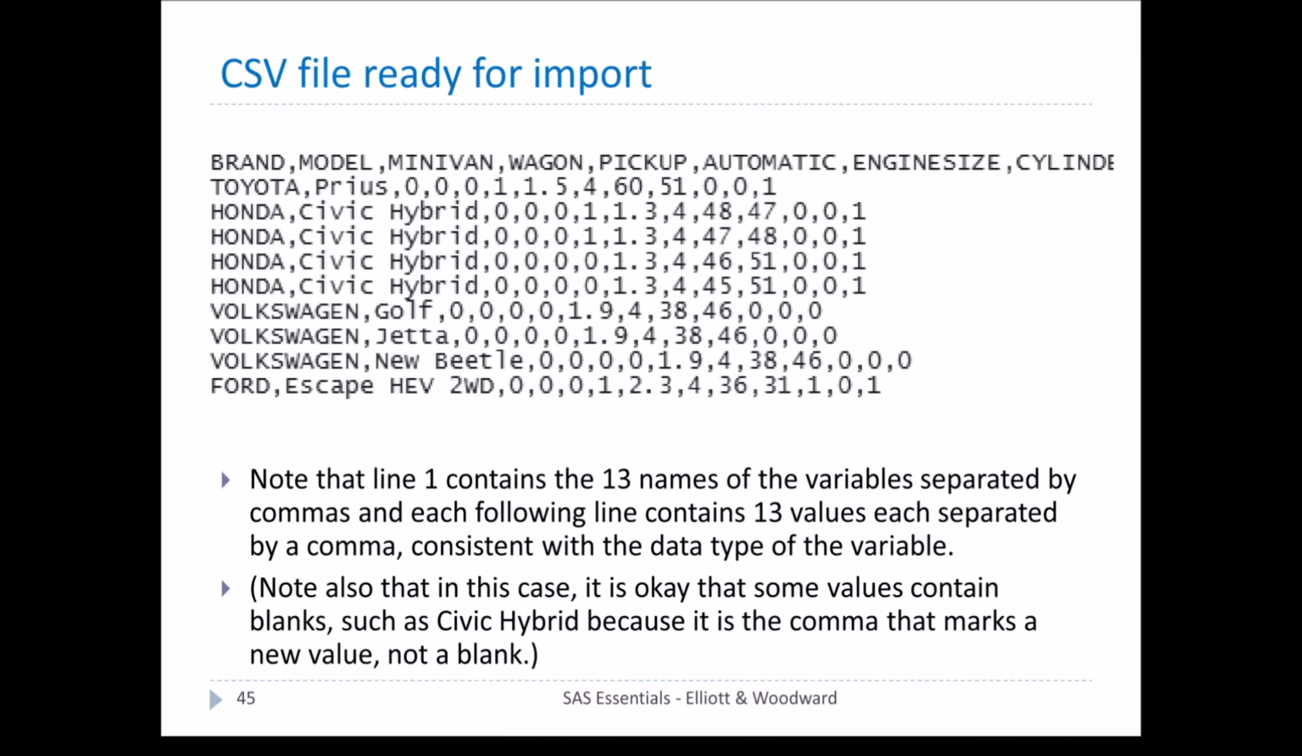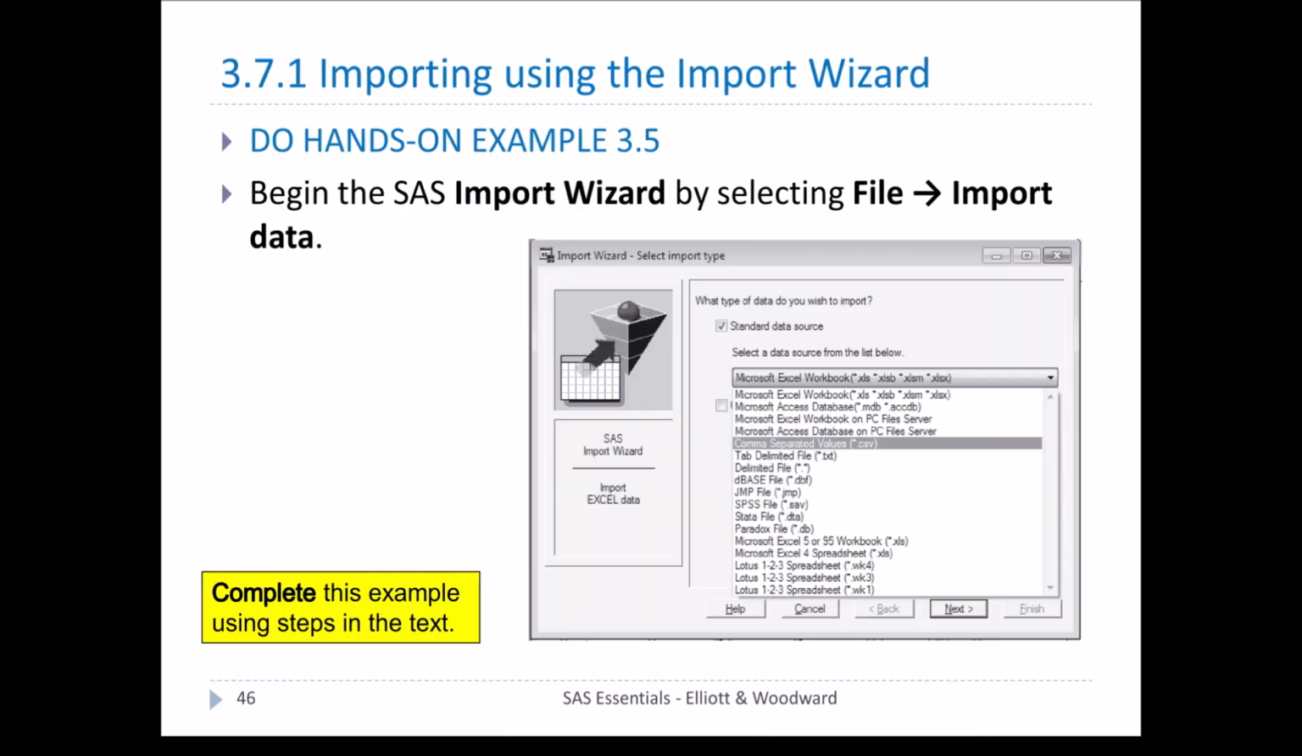Also in this case, note that it's okay that the names contain blanks like Civic Hybrid, because the commas are separating the values. We're not looking at blanks to separate, only the commas. So Civic blank Hybrid is okay.